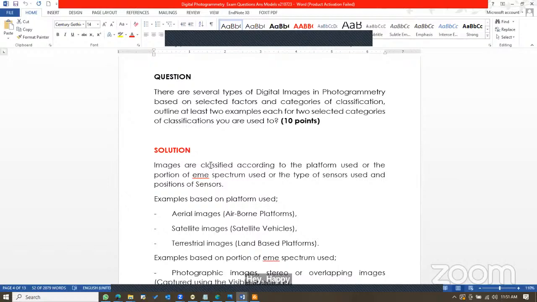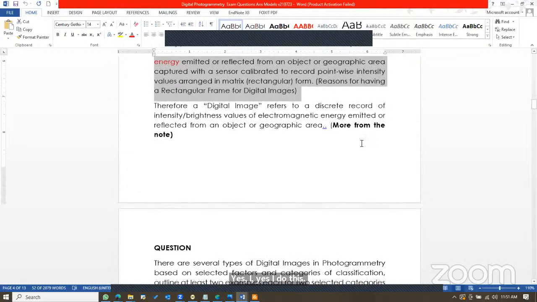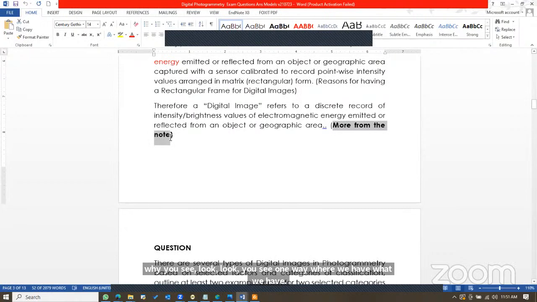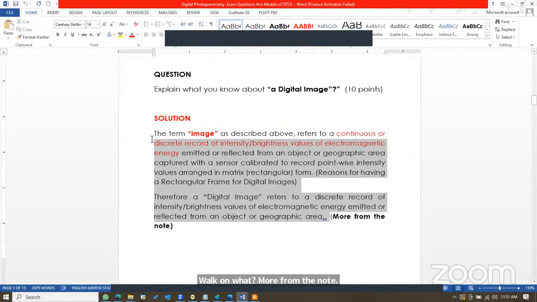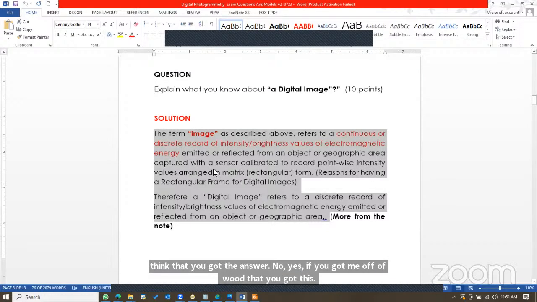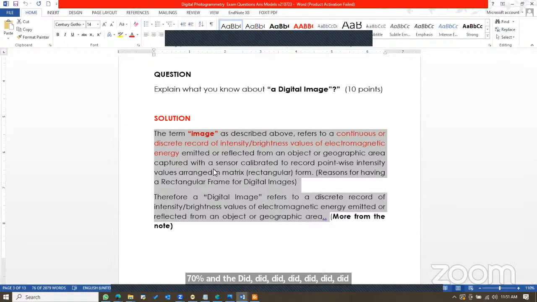It's about giving us more information apart from what people do not know. That's why you see, look, here you have it. Do you see where we have what we have? More from what? More from the note. It means don't just copy word for word and disappear and think that you got the answer. No. Yes, if you copy word for word and you get this, it's 70%. And the problem now will be, did this guy that wrote word for word actually go into the exam hall with a chip or cheat in the exam hall? That's where you get it now.